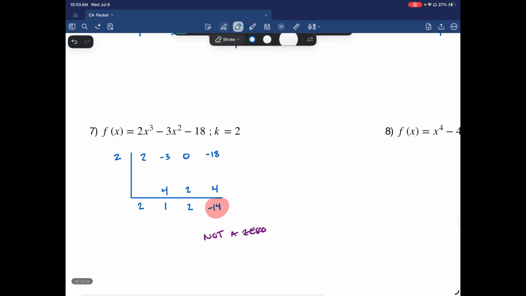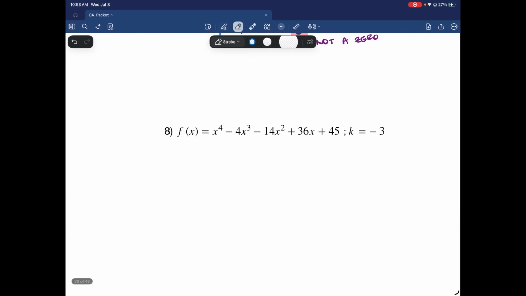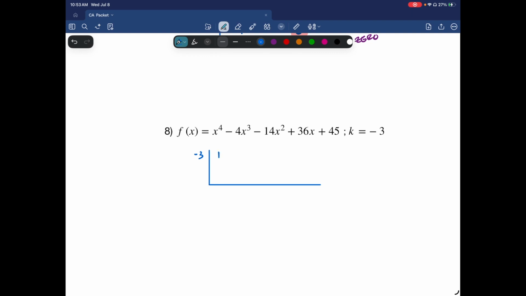Okay, 8, last one in this lesson. All right, I have x to the 4th, x cubed, x squared, x, and a constant term, so everything's there. I'm dividing by negative 3. So I have 1, negative 4, negative 14, 36, and positive 45. All right, bring the 1 down. That gives me negative 3, which is negative 7. It's positive 21, which is 7. That's going to give me negative 21, which is 15. And it's going to be negative 45, which is 0. I have 0 for remainder. And because it's 0, it's also a 0 of the function.